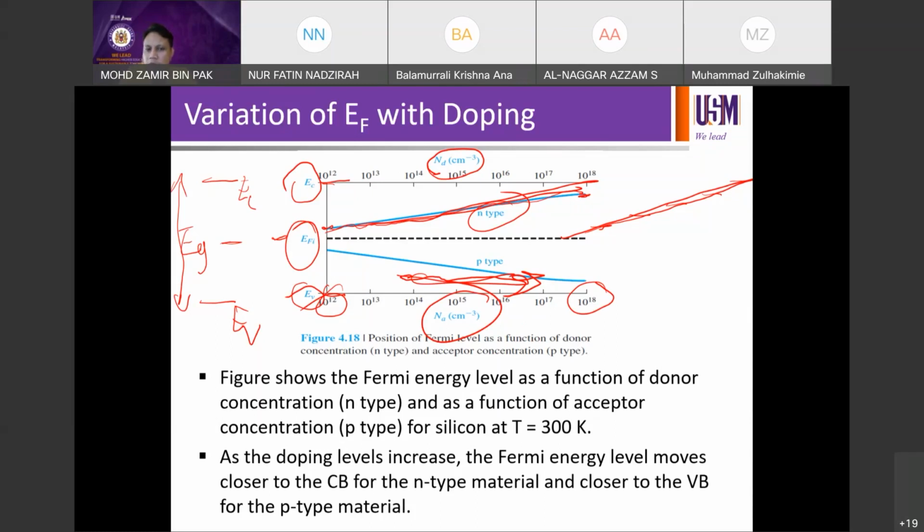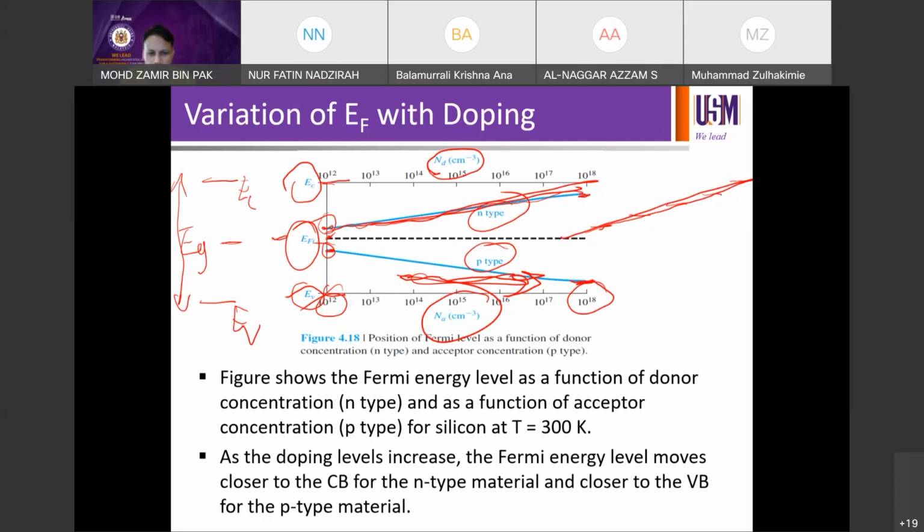The same thing happens to your p-type as well. If you dope your silicon with more and more boron into the lattice, you're going to see your EF change from close to the middle of the band gap, close to the EFI, but it's not at EFI. It's not there because it's not intrinsic; it's lightly doped at 10 to the 12. It's already extrinsic, so it has to be slightly above or slightly below EFI, relative to the doping level. At 10 to the 18, your EF gets very, very close to the EV. So that's what happens when you increase your doping level in your semiconductor: your EF will be closer and closer to EC or EV.